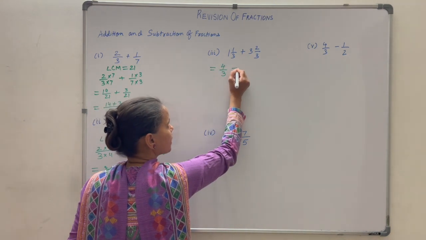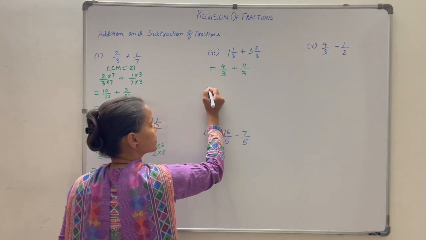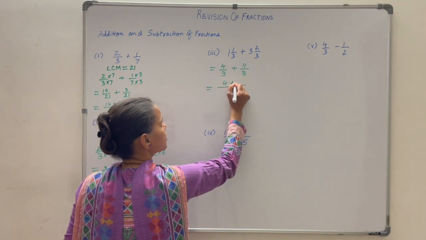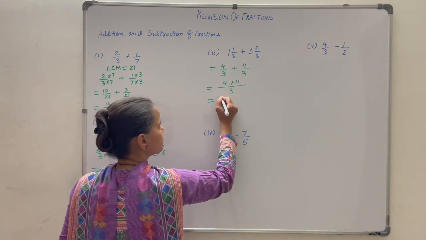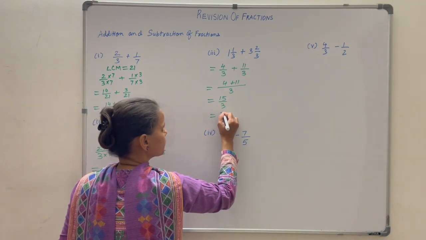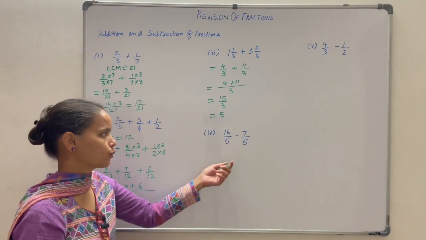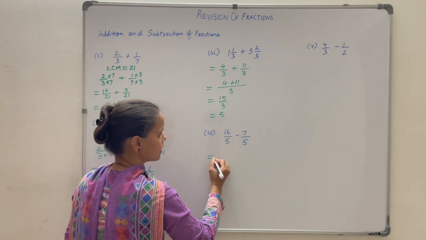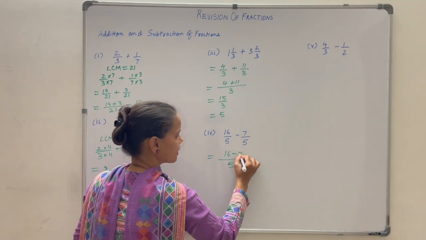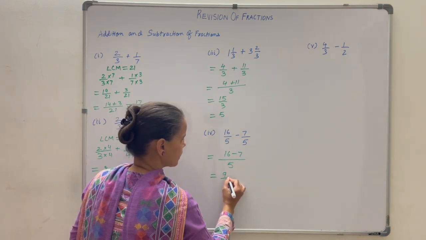3 into 3 is 9 plus 2 is 11. 11 by 3. Here the denominators are same. So you just need to add the numerators. 4 plus 11. So 4 plus 11 is 15 upon 3. So 15 upon 3 is 5. Now let us see how to subtract two fractions. Here the denominators are same. So you just need to subtract the numerators. 16 minus 7 upon 5. 16 minus 7 is 9.